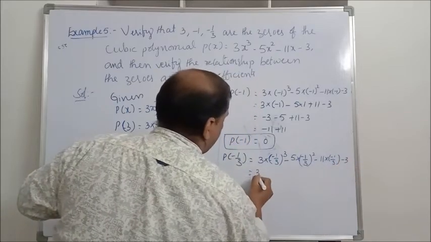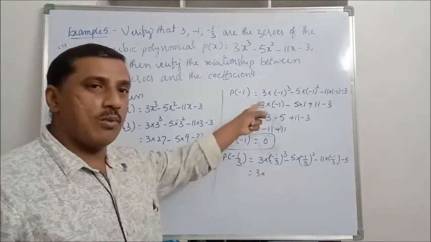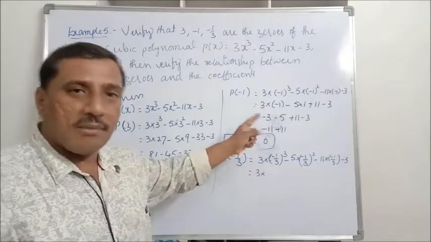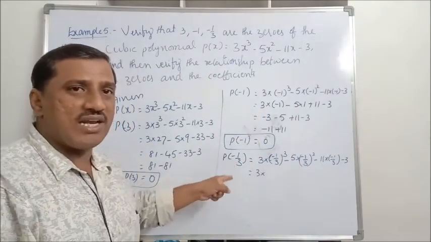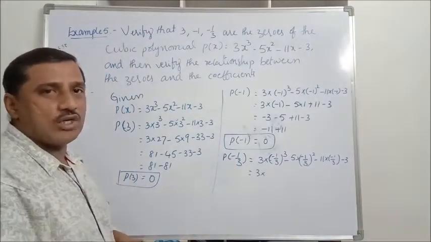Then simplify: 3 into minus 1 by 3 whole cube means minus 1 whole cube divided by 3 whole cube. Minus 1 whole cube means minus 1 into minus 1 into minus 1. That is minus into minus is plus, plus into minus is minus.